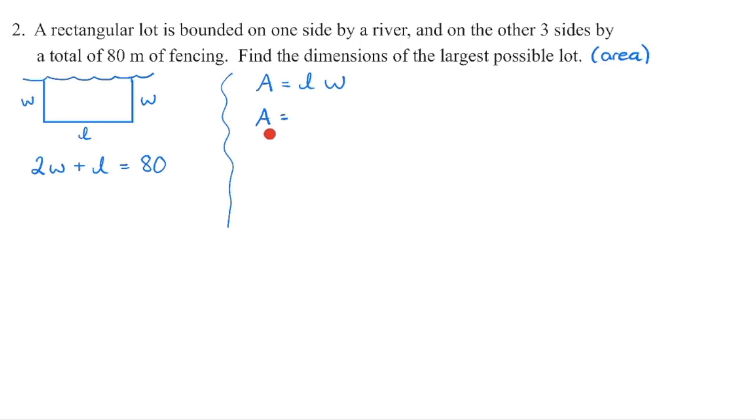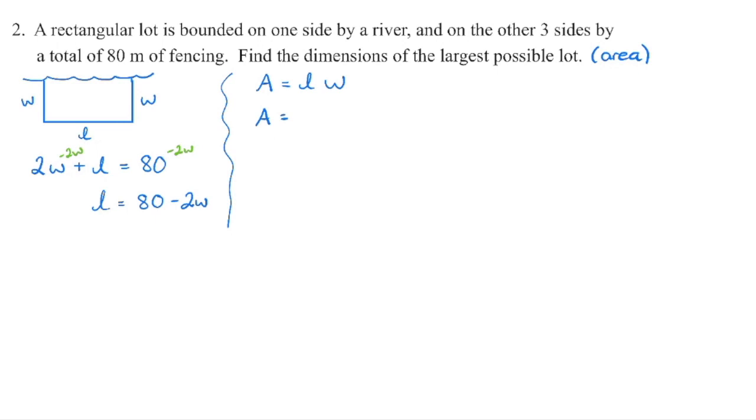So the area is our dependent variable. Either the length or the width is our independent variable. So we need to isolate one of them over here. And it doesn't matter which one we choose to isolate. Because L already has a coefficient of 1, that's probably the easiest. So if we want to get L by itself, let's subtract 2w from each side, and then that gives me L is equal to 80 minus 2w.